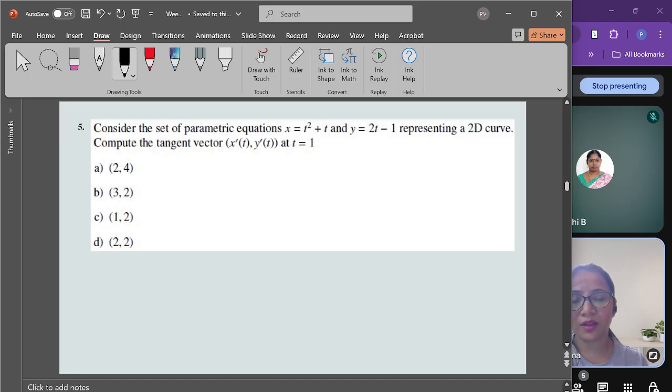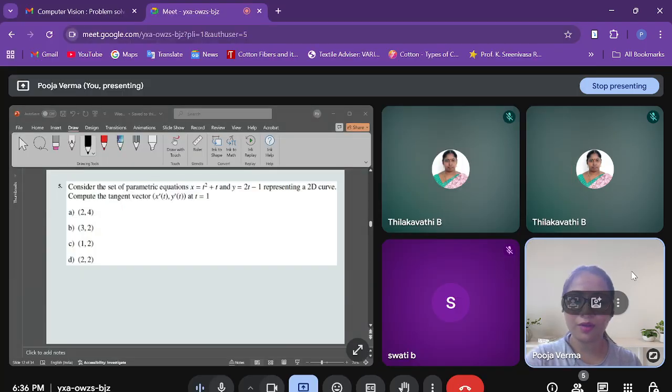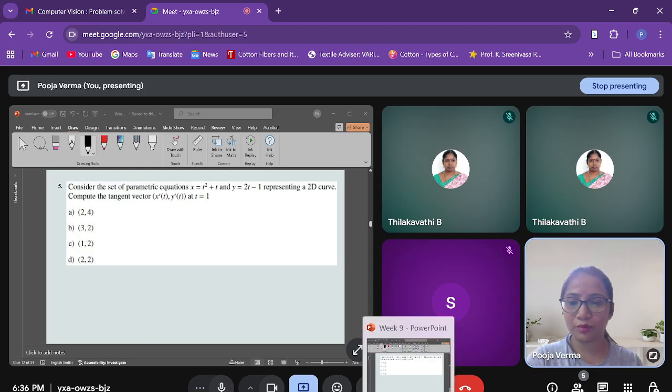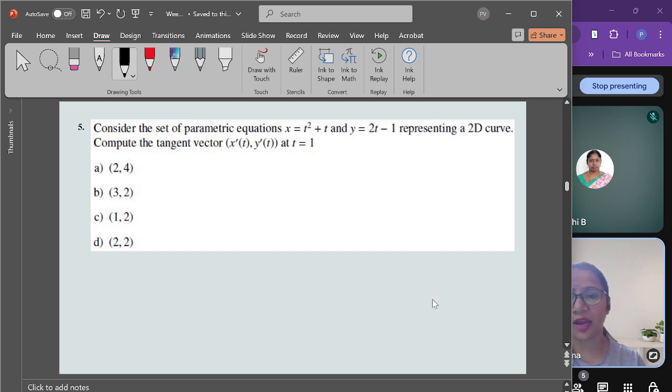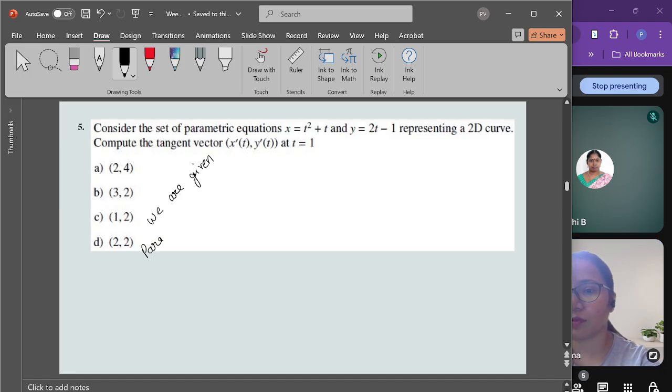Here we are given the two parametric equations, that is x and y. So would you like to try this question? Yes, ma'am. Okay, here I am also solving. You can also solve in parallel. Okay, then we will see. Option B, madam, 3 comma 2. Yes, correct, option B is correct.